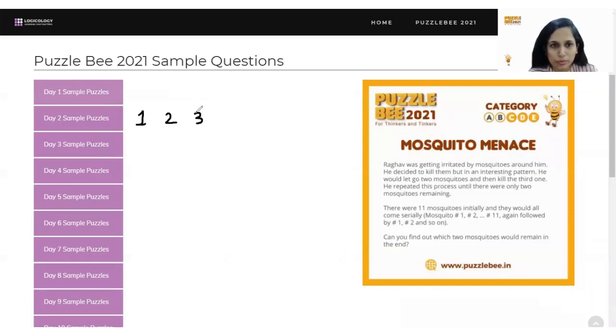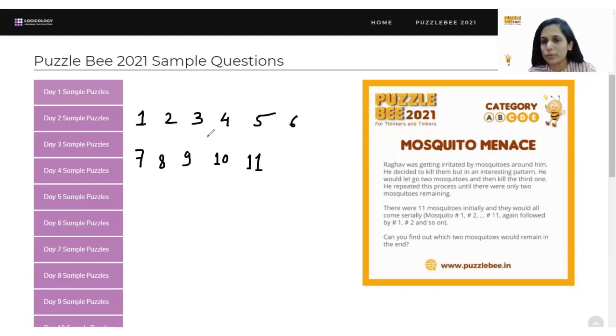1, 2, 3, 4, 5, 6, 7, 8, 9, 10, and 11. Okay, so what has been given to us so far? That there are these 11 mosquitoes, who are very disciplined, by the way, because they keep coming in a specific order. Okay, so 1, 2, 3, 4, 5, 6, 7, 8, 9, 10, 11. After 11, again 1, 2, 3, 4, 5, 6, 7, 8, 9, 10, 11, and so on.